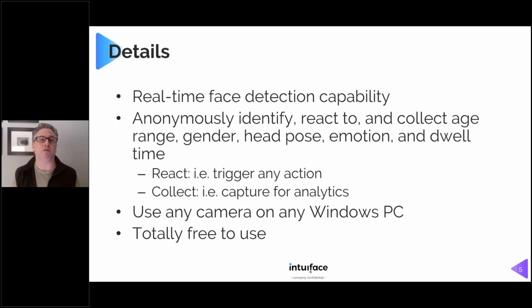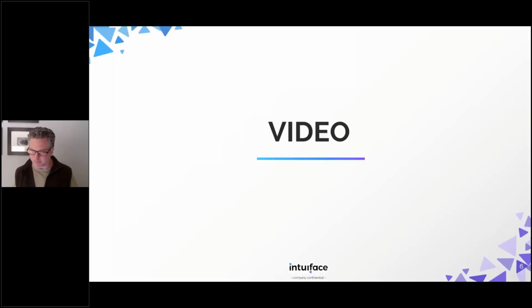This new face detection feature, thanks to OpenVINO, can be achieved using any camera on any Windows PC. So no specific hardware is required, no specific make or model of Windows PC, just any camera on a Windows PC. And it's totally free to use, 100% free to use. So anybody can try it out. You don't have to be a developer to use it, which is the basic message we like to preach. And hopefully by the end of this webinar, you're doing it yourself. We hope it can be that easy.